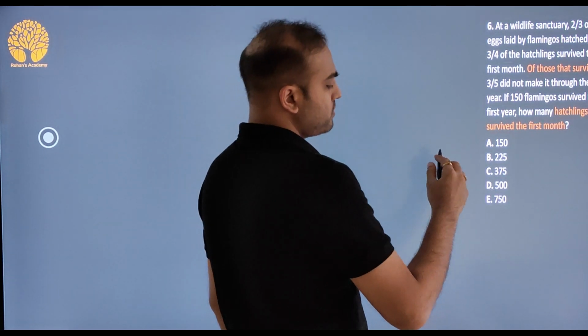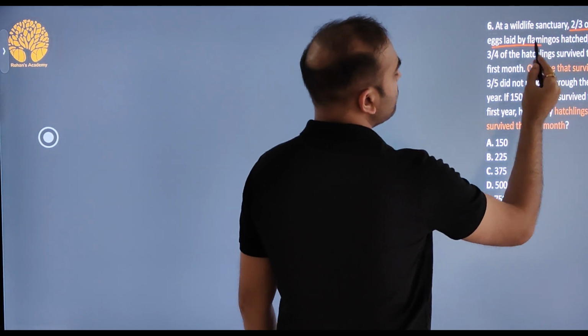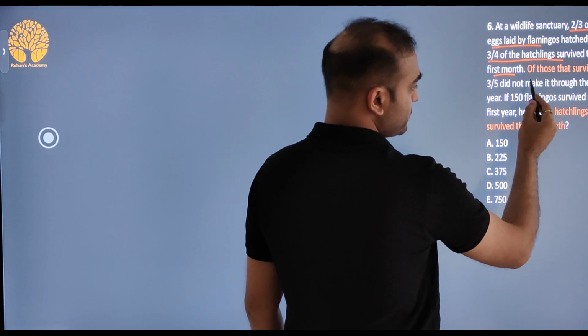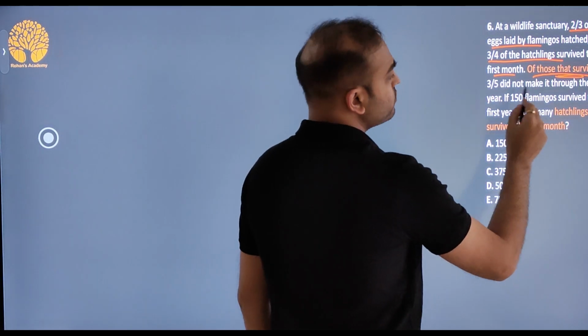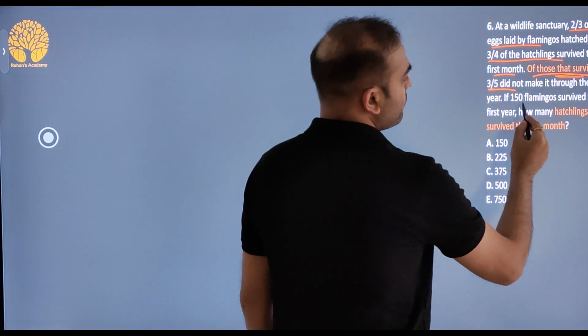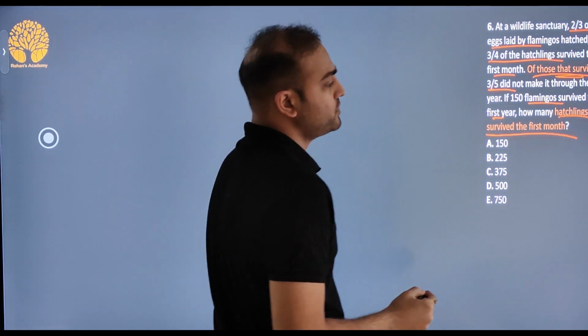Moving on to the next one. So we have 2/3 of the eggs laid by flamingos hatched. 3/4 of the hatchlings survived the first month. Of those that survived, remember again, of those that survived, 3/5 did not make it through the first year. 150 survived the first year. How many hatchlings survived the first month?